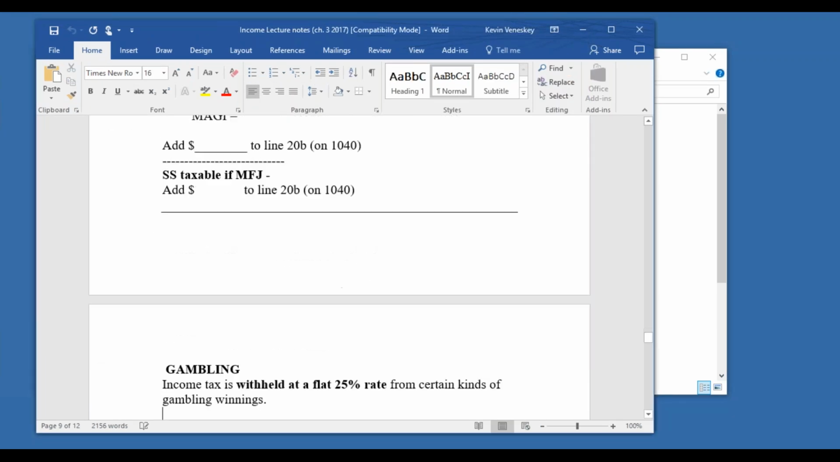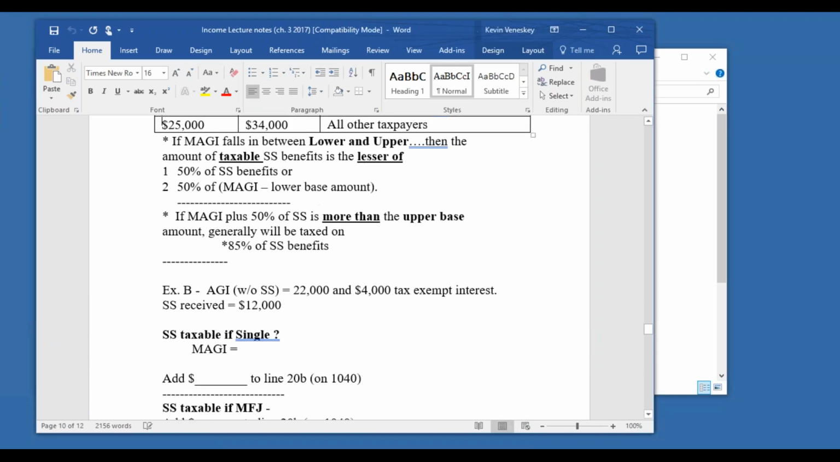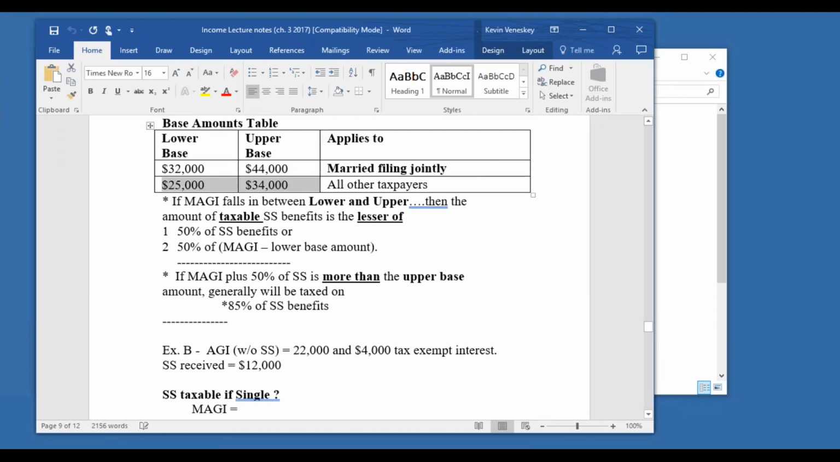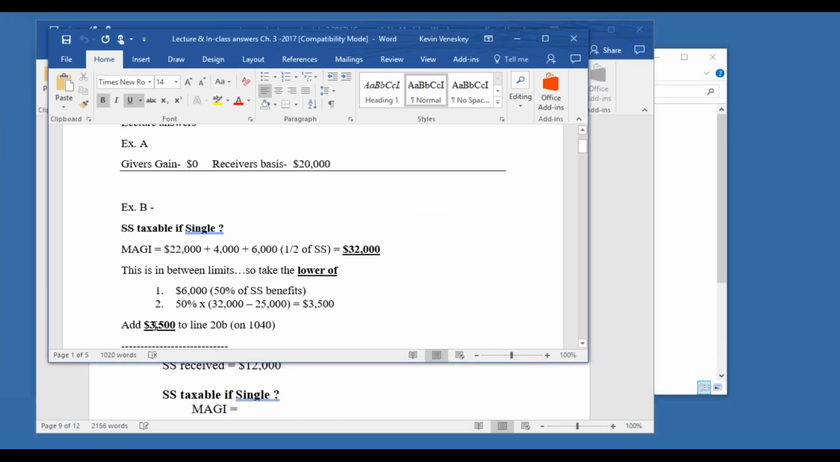Well, here's, let's do the married filing joint. Going back up here, 32,000 is what we're looking for. 32,000 falls in between the lower and the upper base. So now, since it falls in between, we're going to take the lesser of 50% of the Social Security, 50% of 12,000 is 6,000, or 50% of the MAGI minus the lower base amount. So the modified AGI was 32,000, 32 minus 25 is 7,000. 50% of 7,000 would be 3,500. So of the 12,000, 3,500 is taxable.